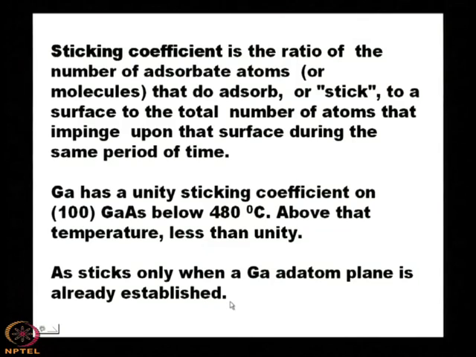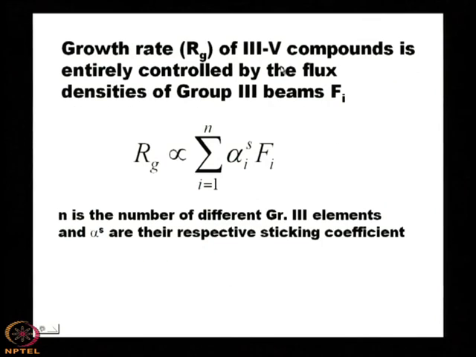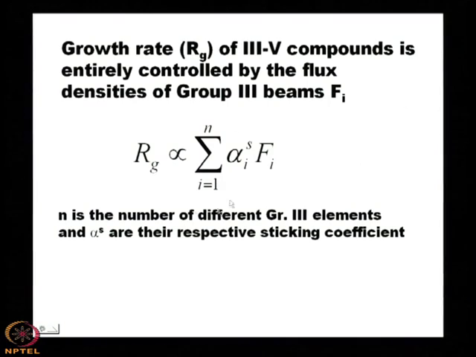Now, the growth rate of 3,5 compounds is entirely controlled by the flux densities of group 3 beams Fi. That means for gallium arsenide, indium phosphide, indium arsenide, indium gallium phosphide, all 3,5 compounds, the growth rate Rg is a summation of alpha i S Fi. What is i? i is the number of different group 3 elements, and F is the flux, that means the flux coming out from the oven or the effusion cell.